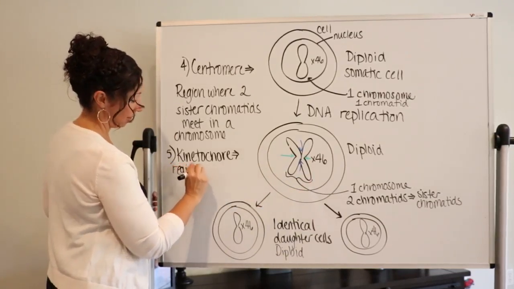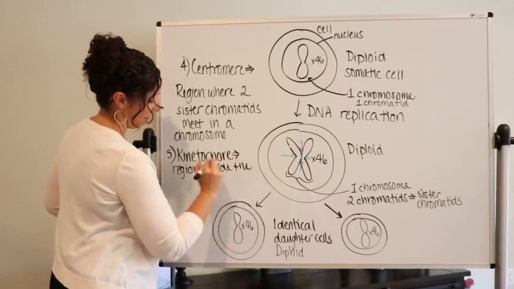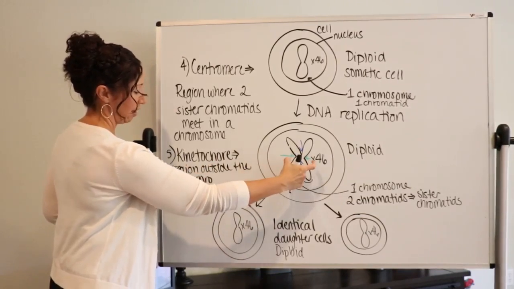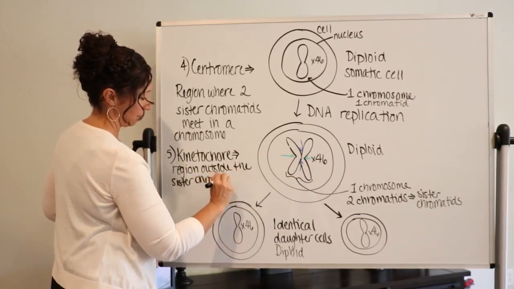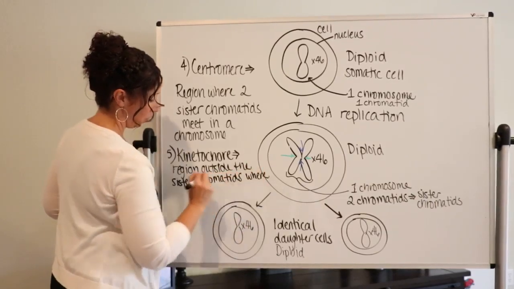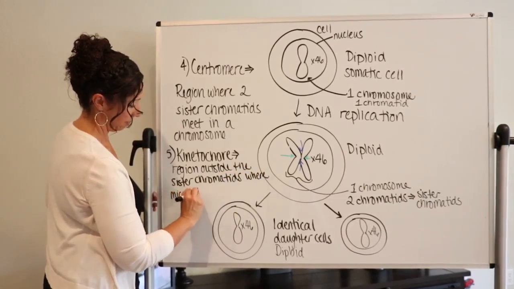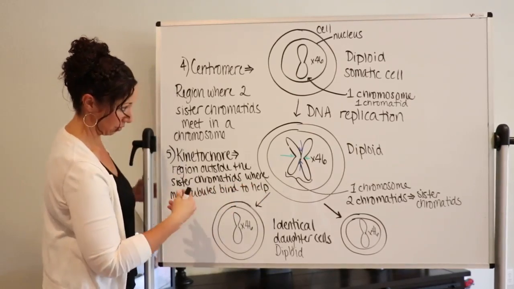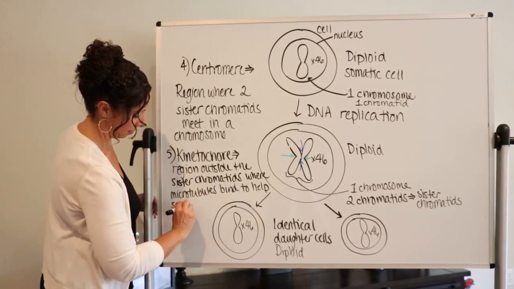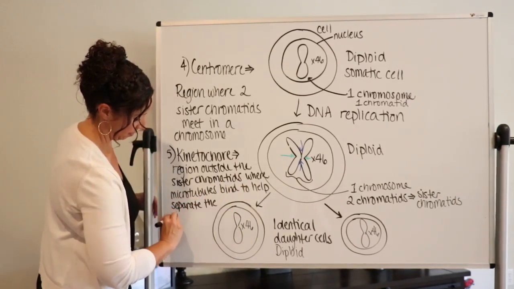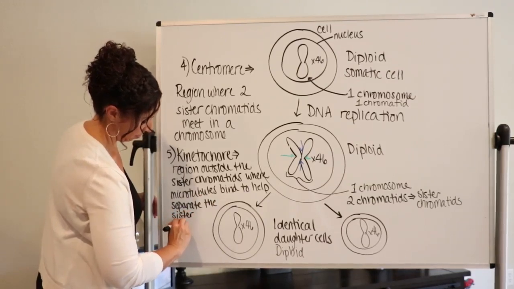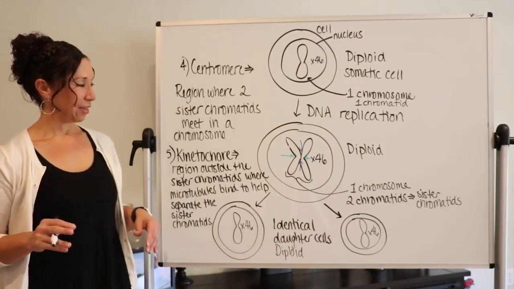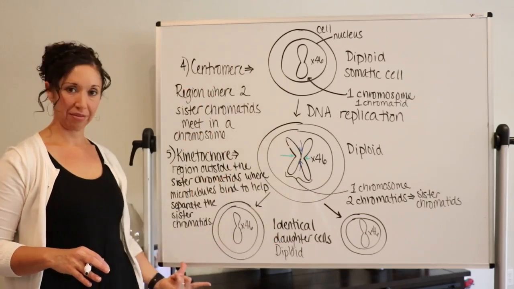So a region outside the sister chromatids. So the centromere is on the inside, kinetochore is on the outside. Where microtubules bind to help separate the sister chromatids. So that's why I needed to draw this before I explain these two terms so you can see what I was talking about.